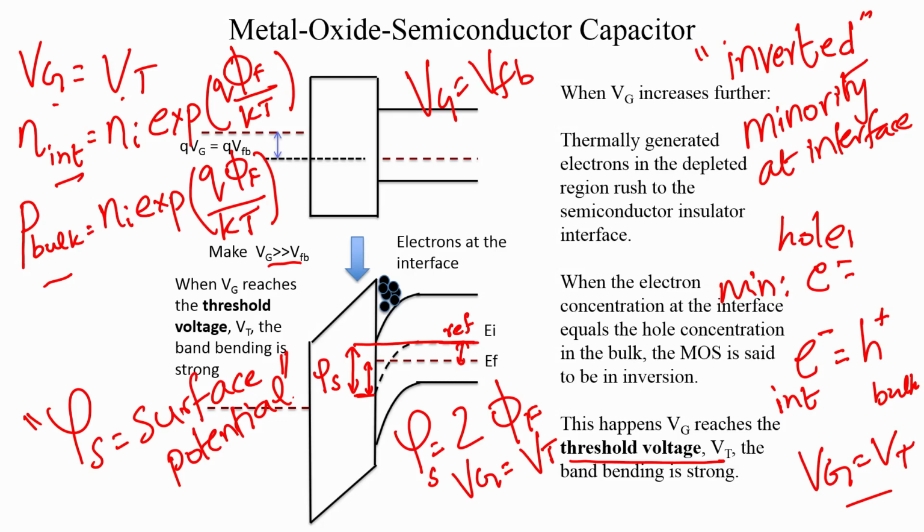Since we have defined the surface potential, if you define the voltage drop across the oxide, the summation of the voltage drop across the oxide plus the surface potential has to be equal to Vg minus Vfb.